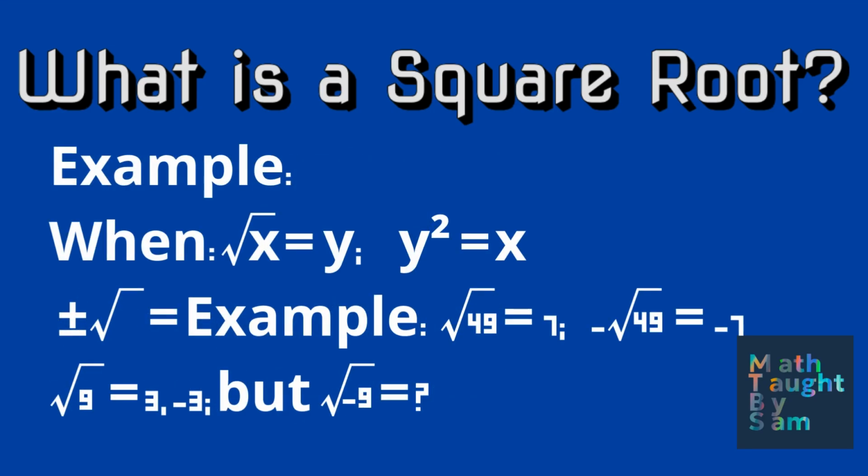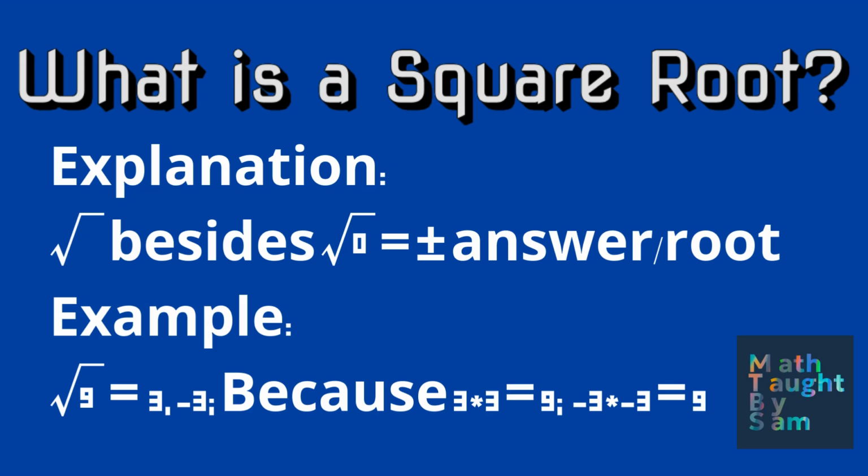Example, when the square root of x equals y, it means that y squared equals x. You can have positive or negative square roots, but you cannot have the square root of a negative number. Let me explain. All square roots of a non-zero number have both a positive and negative answer, or root. For example, the square root of 9 is both 3 and negative 3, because 3 times 3 is 9, but negative 3 times negative 3 is 9.